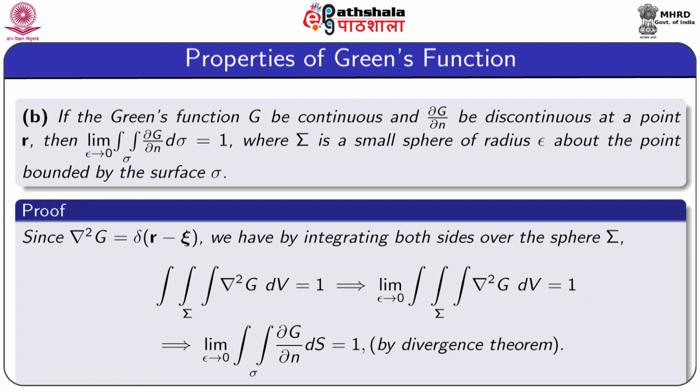Now, this volume integral can be converted to the surface integral using the divergence theorem. So, it gives that the limit as epsilon tends to 0 of the surface integral of del G del n dS is equal to 1. So, this is the required proof of this theorem.